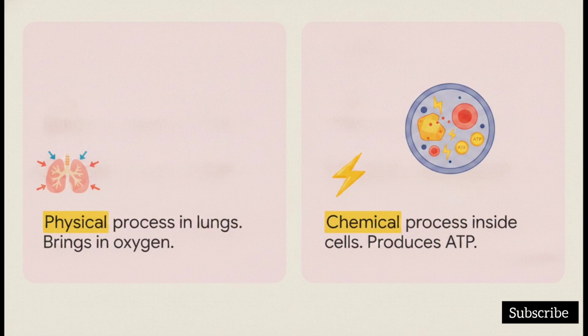But respiration, that's a chemical process. It happens deep inside your cells. It actually uses that oxygen to unlock energy from your food, and it produces ATP. To put it simply, breathing is the delivery system for oxygen, while respiration is the chemical factory that uses it.